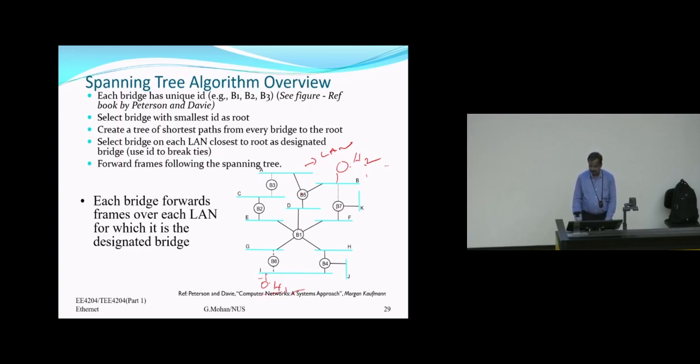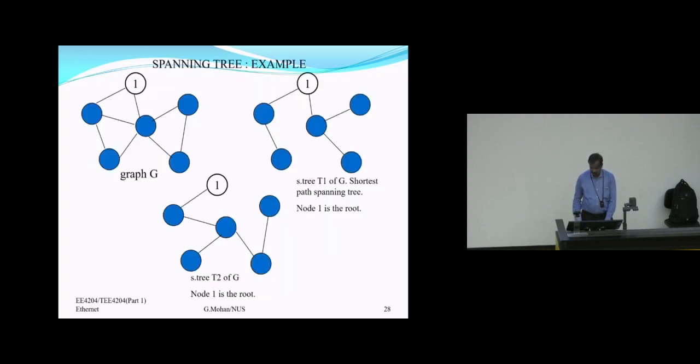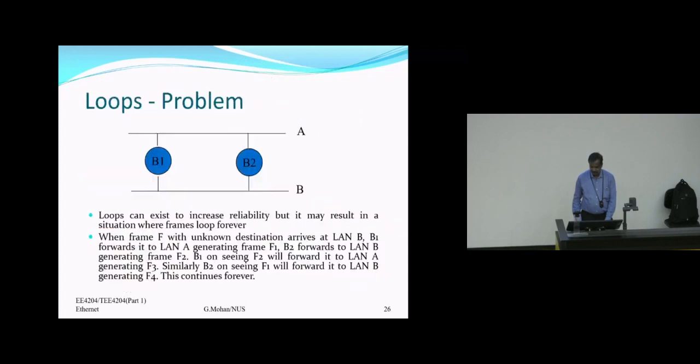So in that case, there would be a problem of what is called looping. Okay? So what is looping? To understand this problem, we take a simple case. Let's say we have LAN A and LAN B. Note that this is the notation of the thick line we use, the horizontal line represents a LAN. We use 2 bridges, B1 and B2. Now there's a loop. So loop here means cycle. There's a loop here, right?